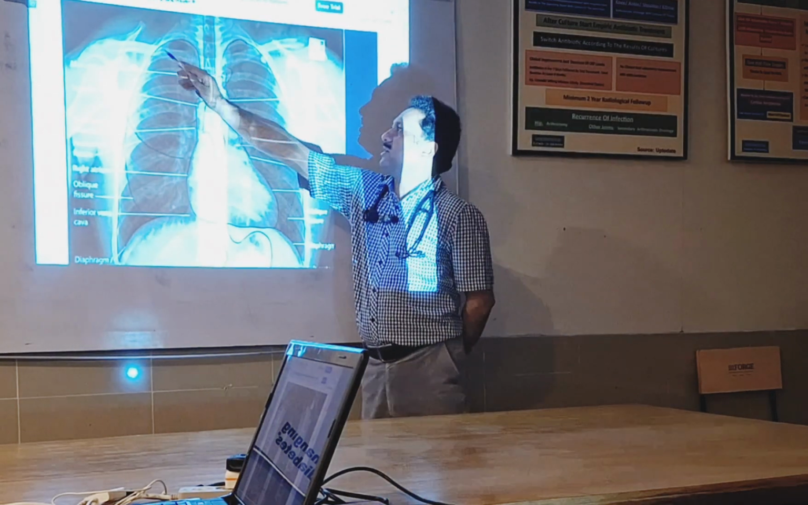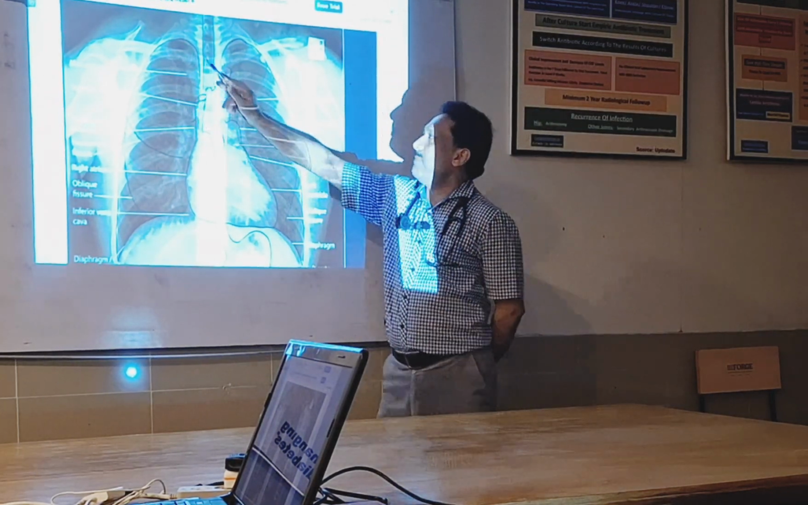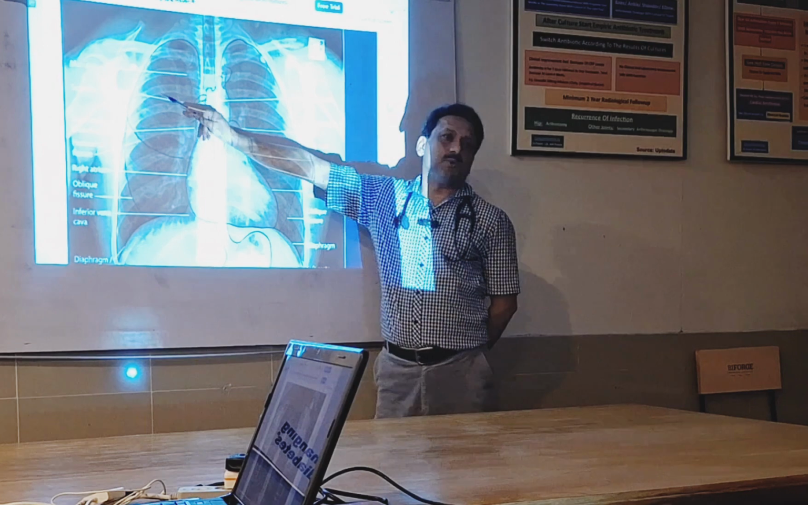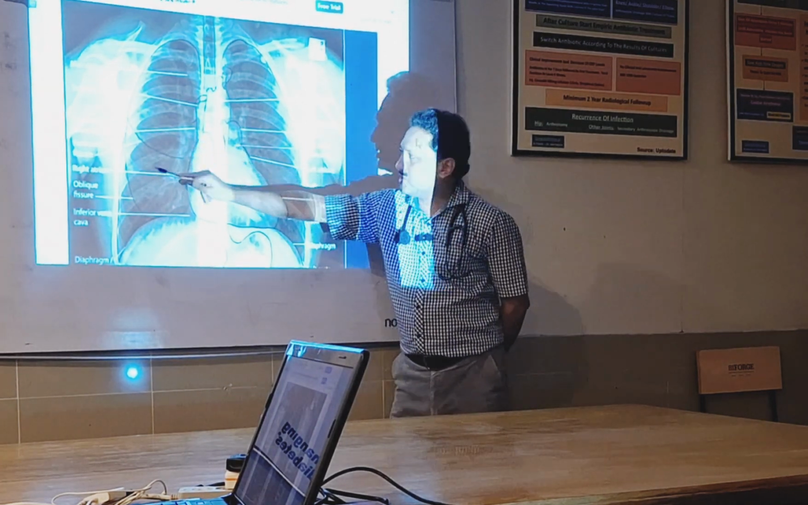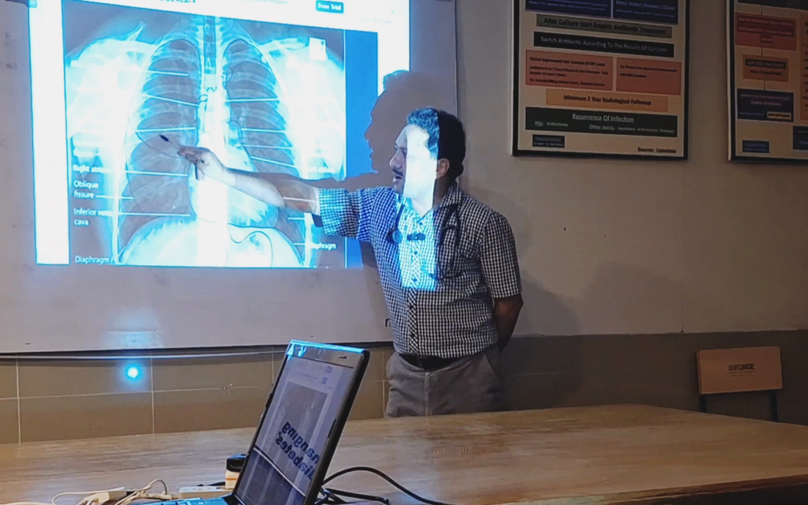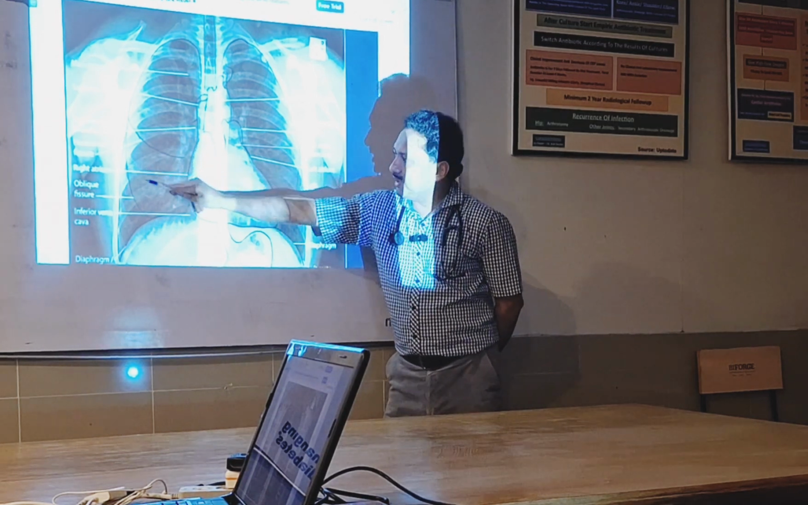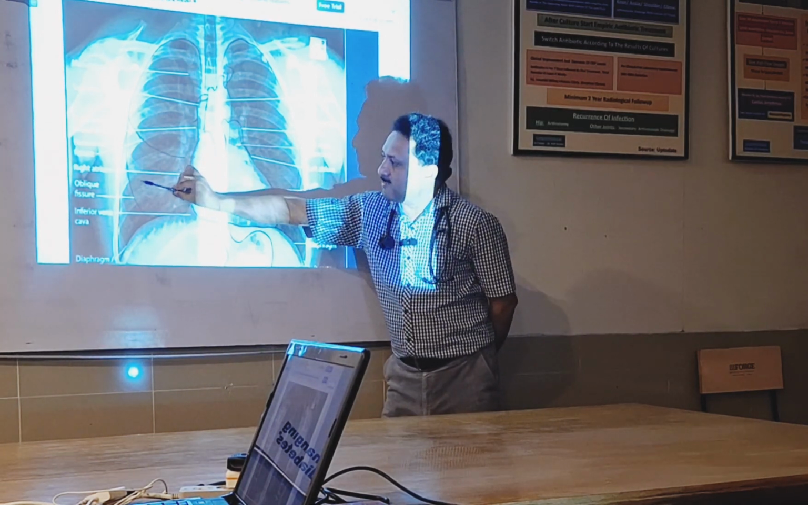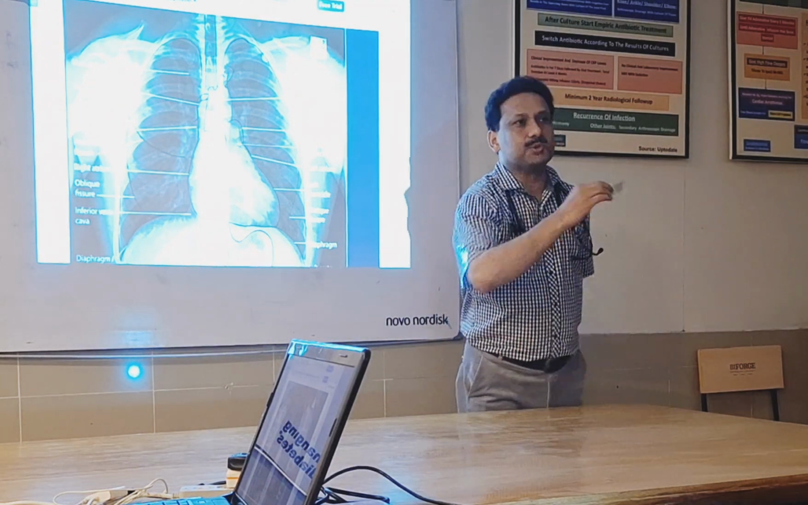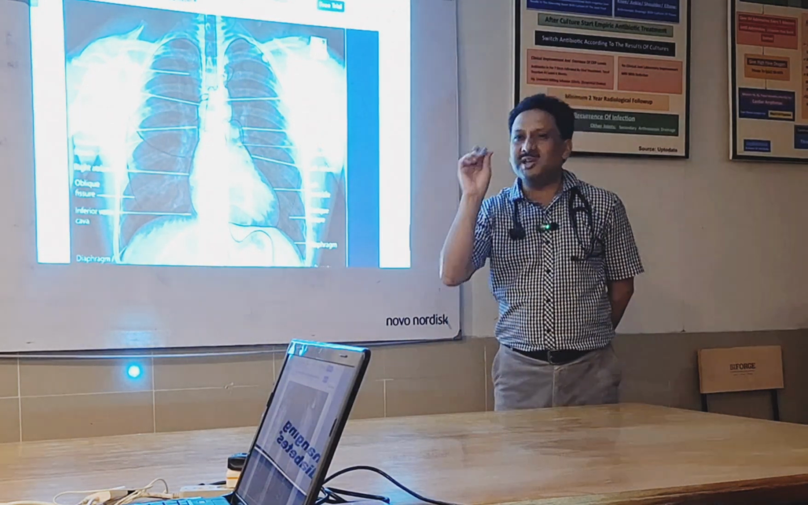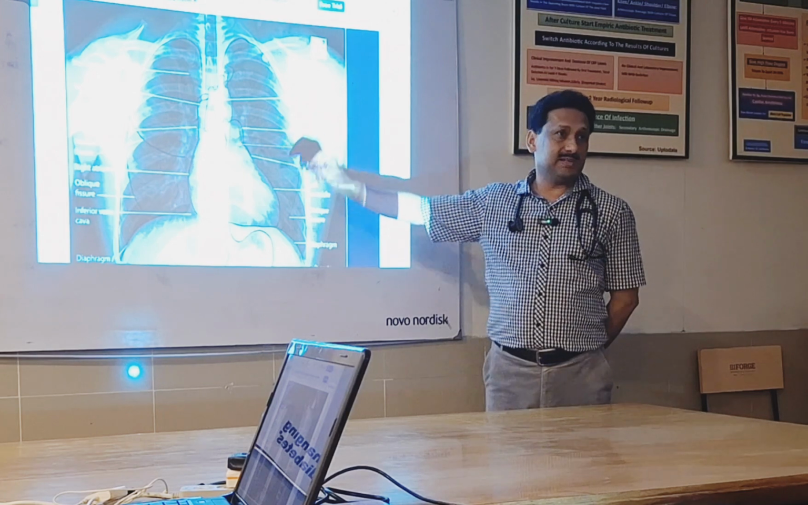This is the first anterior rib, this is the second anterior rib. Above these 2 ribs is the upper zone. Second rib and third rib is the middle zone. From where the 4th rib starts, the part below the 4th rib is known as the lower zone. So there are 3 zones in both lung fields.